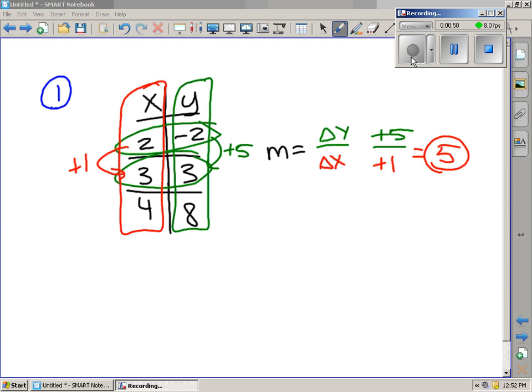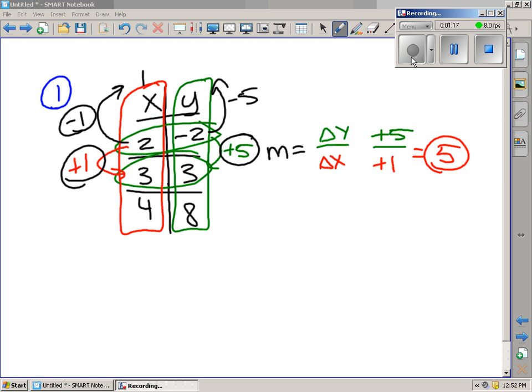Once you have a slope of 5, you can use the table to figure out the y-intercept. So we're going to go back to where x equals 0, because where x equals 0, we have the y-intercept. From 2 back to 1, we subtracted 1. When we're going forwards, you'll notice we added 1, so when we're going the opposite way, we're going to subtract. It's the same with the y's. Going forward, we add 5, so going backwards, we subtract 5.